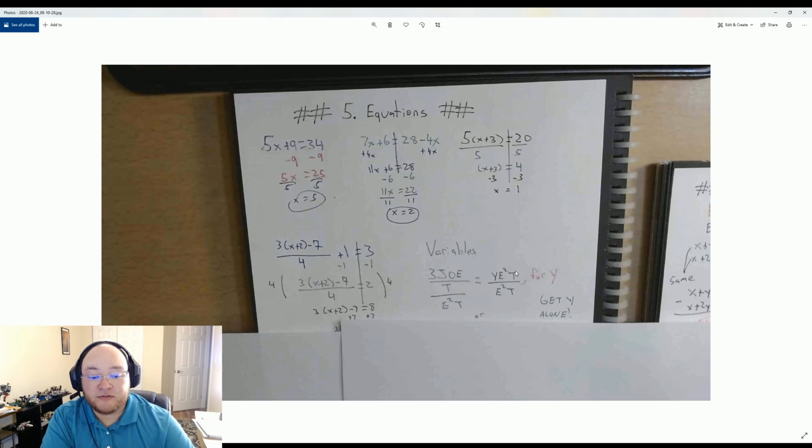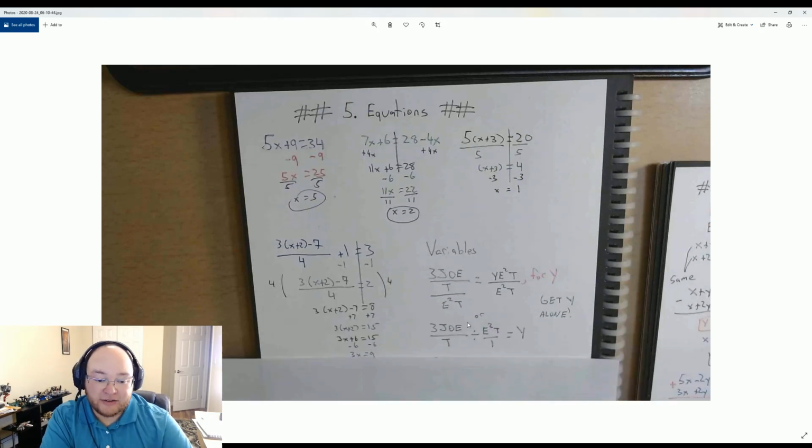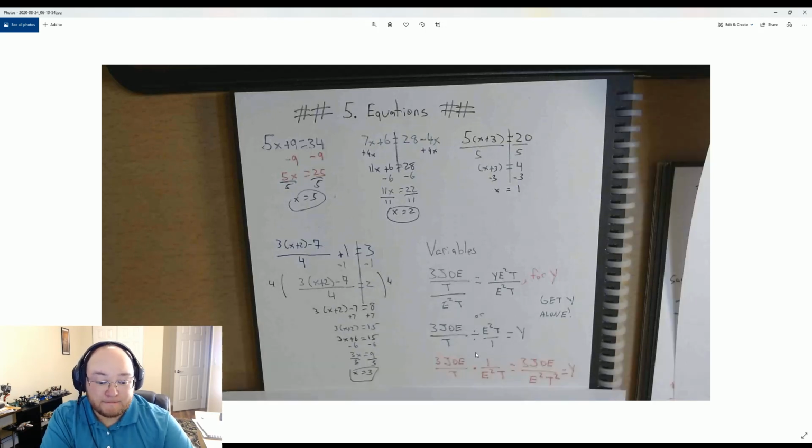This is a little confusing to look at, so another way to think of it is we're dividing by e squared t over 1. Flip the fraction and multiply, and you get 3jo over e squared t squared, because t times t is t squared, equals y.